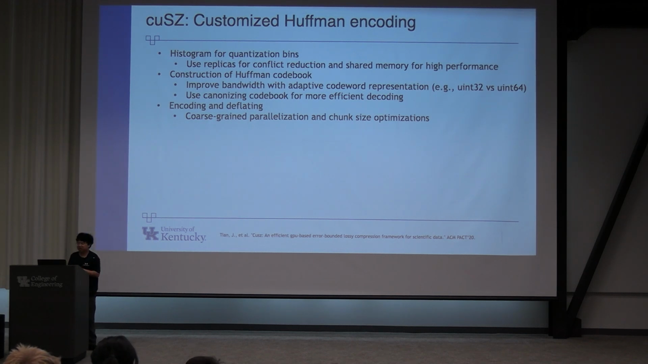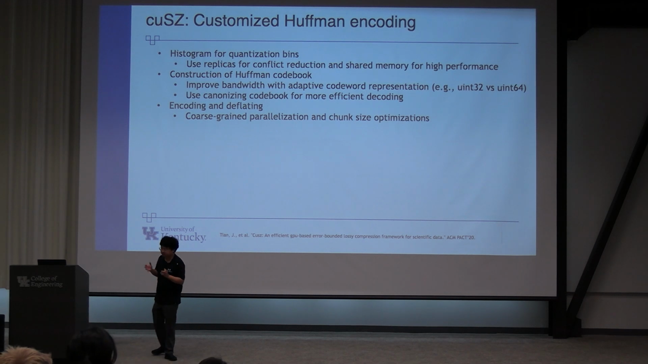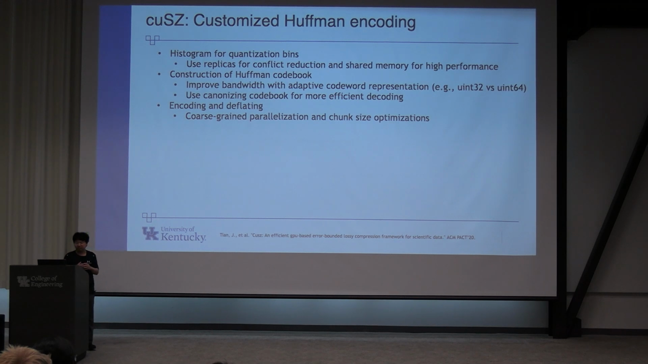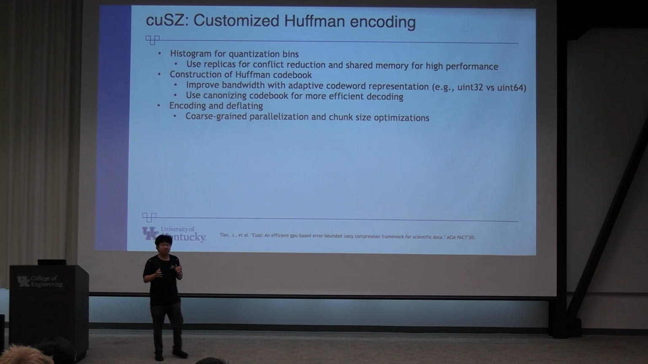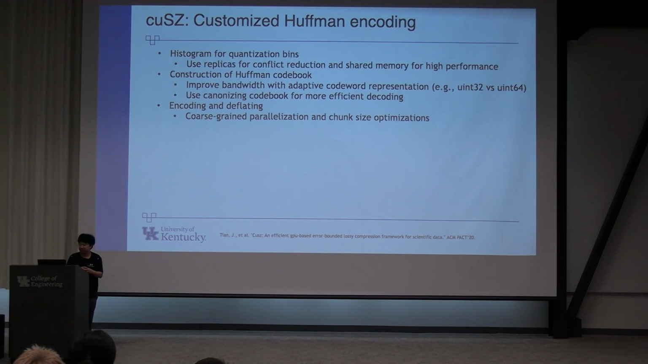In addition to that, we also use canonizing Huffman codebook to have efficient decoding. So this kind of algorithm just maps the original Huffman encoding to a new format, such that it can maintain the same number of bits for each data, but it follows a specific order for the designing. So using this kind of strategy, you can avoid reconstructing the Huffman tree during decompression, which is a serial procedure that needs to be eliminated in the parallel execution. And finally, we also use coarse-grained parallelization and chunk size optimization to further improve the performance.